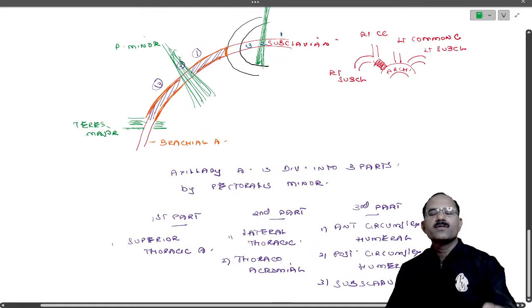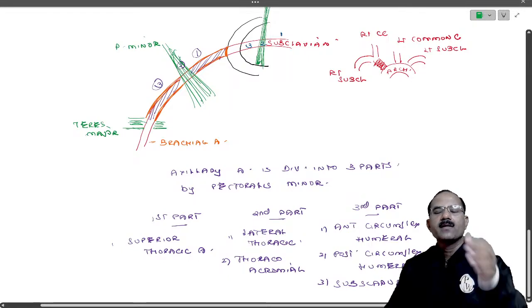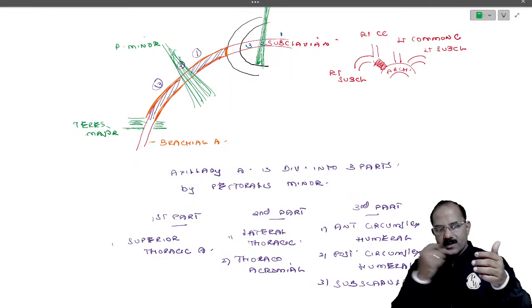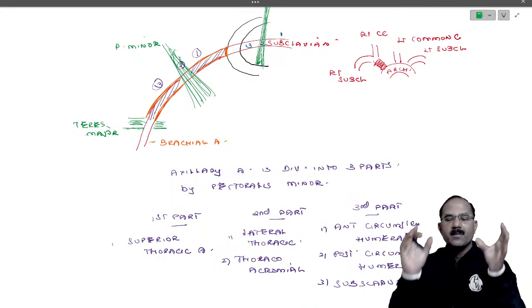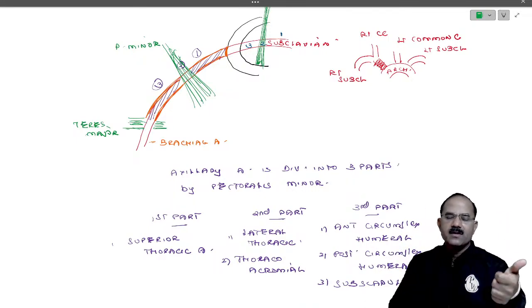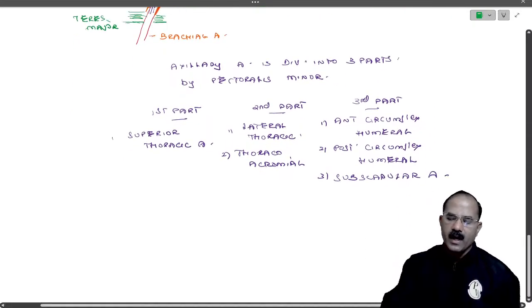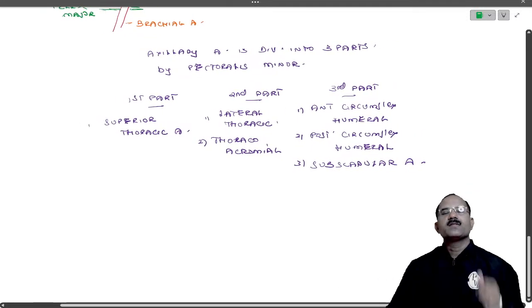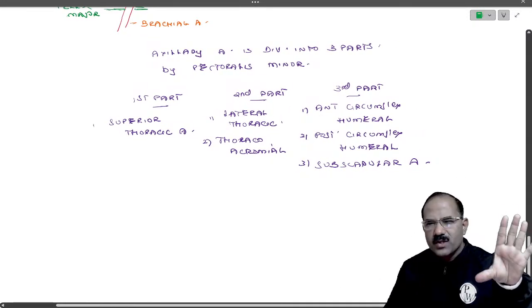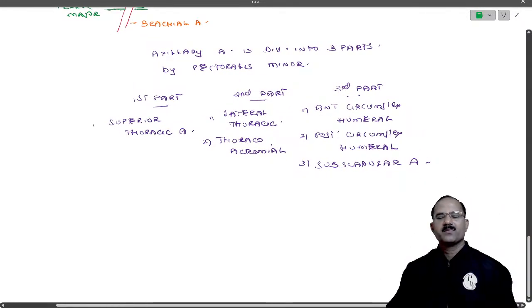And third part gives three branches. What are those three branches? Anterior circumflex humeral, posterior circumflex humeral, and subscapular. बस ये याद रखना है आपको. So this is a flow chart about axillary artery. Perfect है बच्चों?